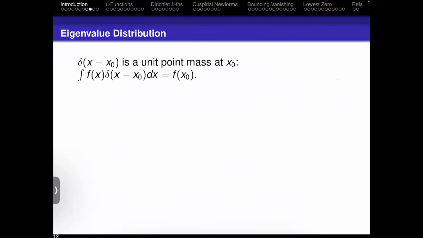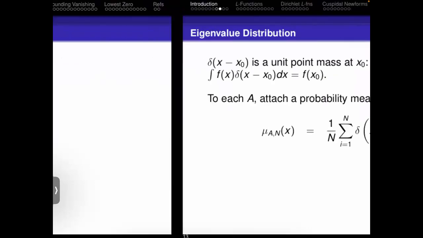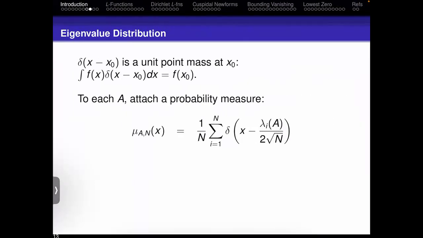And so to go through how you would do the calculations, we start off with a point mass, the Dirac delta functional. So if we integrate f against that, it just returns the value at x naught. And then to each matrix A, we can attach a probability measure by putting a mass of 1 over n at each of the normalized eigenvalues.